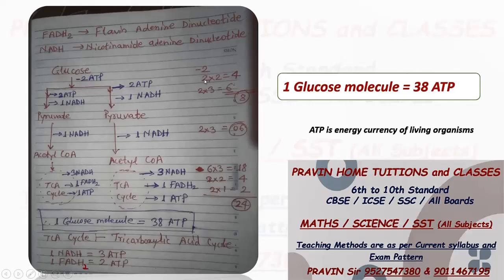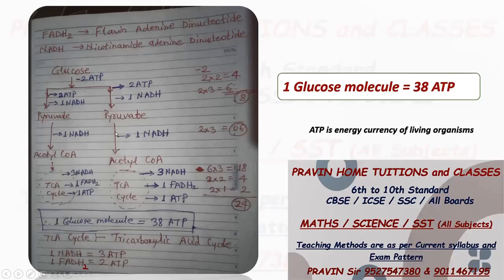First minus 2 ATP, then 2 ATPs are generated in one reaction, two reactions, that's why 2 into 2, 4. Here, one NADH molecule is generated, but reactions are 2, that's why 2. And one NADH is equal to 3 ATPs, so 2 into 3 is equal to 6. So in first reaction, total minus 2 plus 4 plus 6, that is 8. 8 ATPs are generated, and this reaction is called glycolysis.